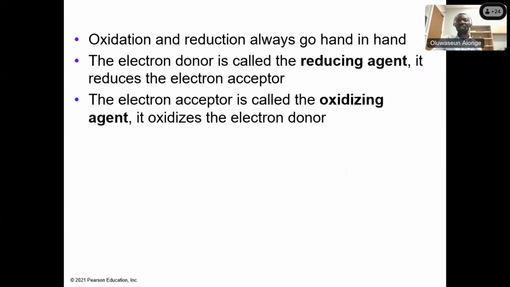So oxidation and reduction always go hand in hand. Anywhere you see oxidation, there's reduction. If there is front, it's because there's back. If there's no back, then there can't be front. The electron donor is called a reducing agent, and it's the one that reduces the electron acceptor. I'll still show that to you as we go. The electron acceptor is called the oxidizing agent, which is the one that oxidizes the electron donor.